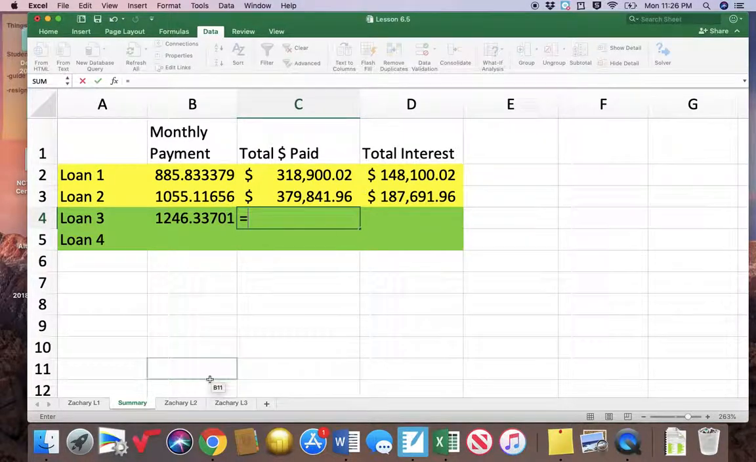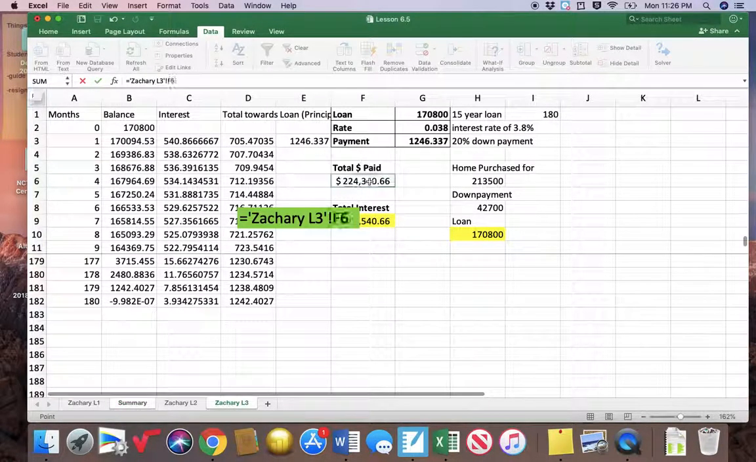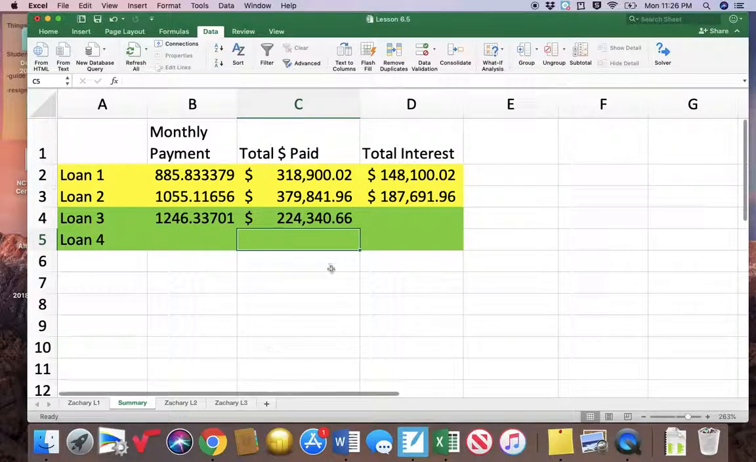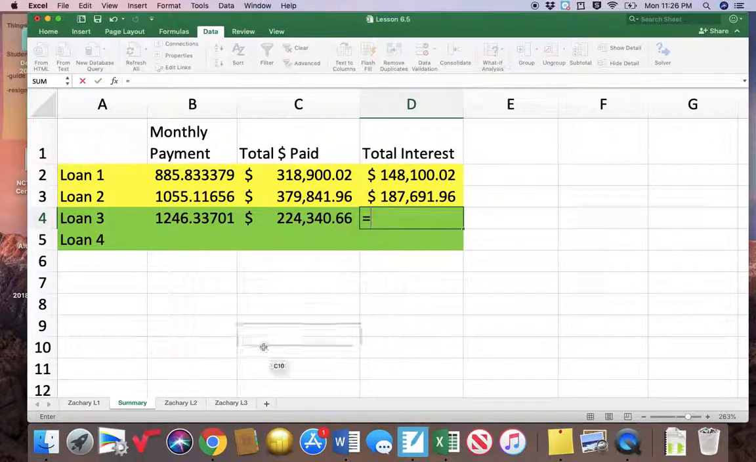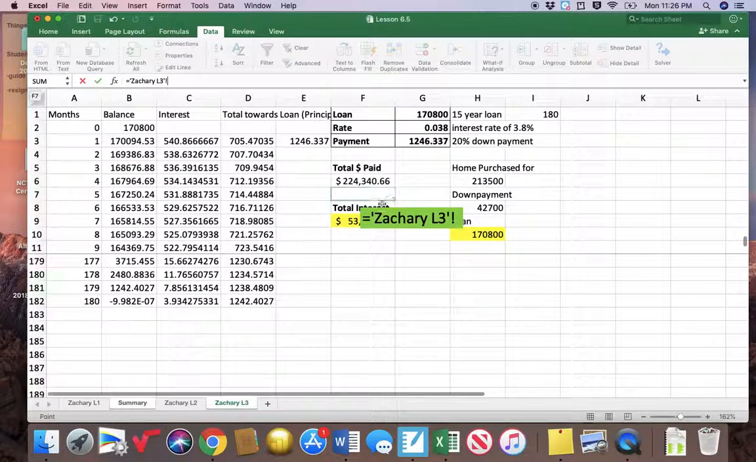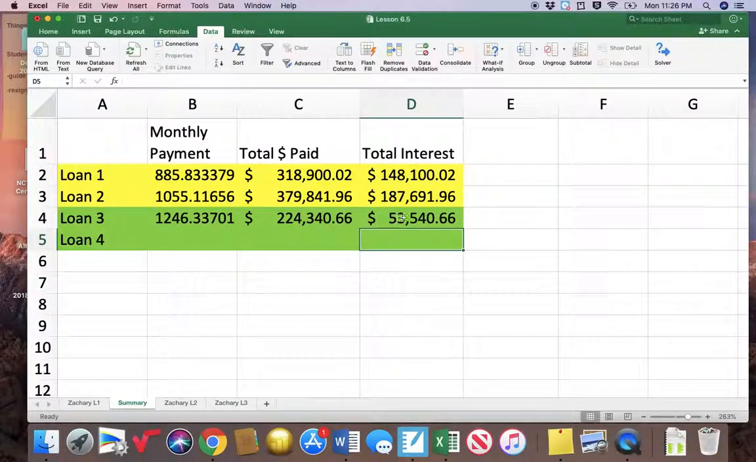Total dollars paid, let's go grab that. It's here. And for total interest, let's go grab that off my loan 3 sheet. So there it is. You can see while the payment is going to go up because you're making payments for only 15 years, you're going to have to pay more. It's really not that much more, especially when you consider the total dollars paid.